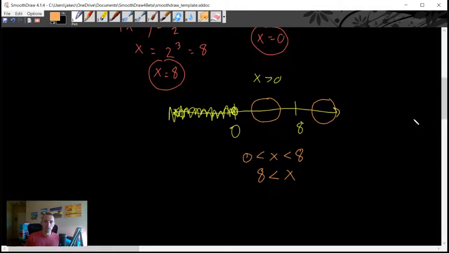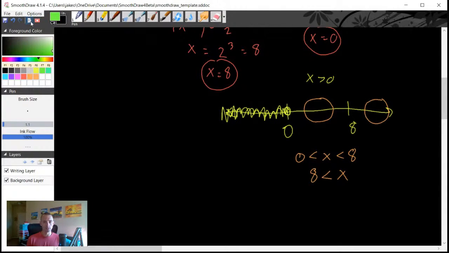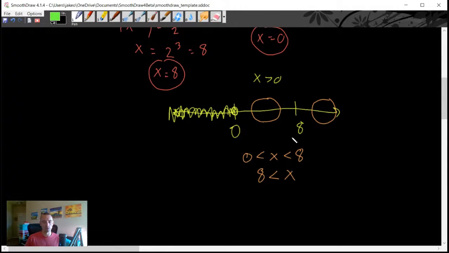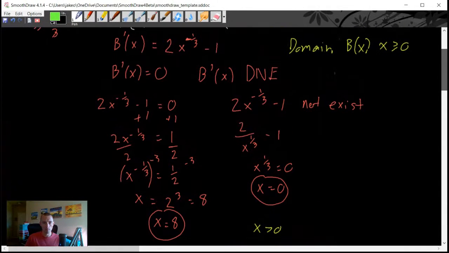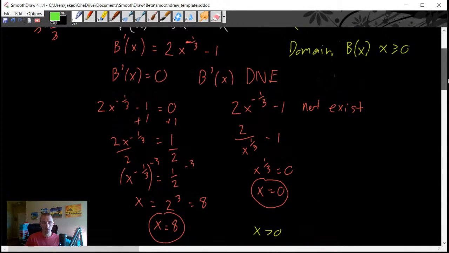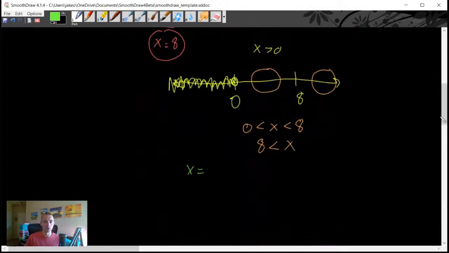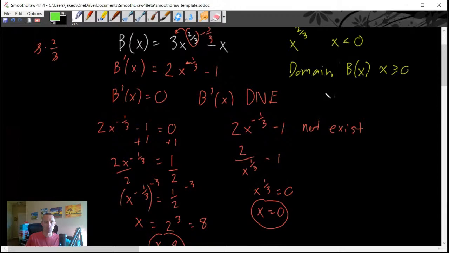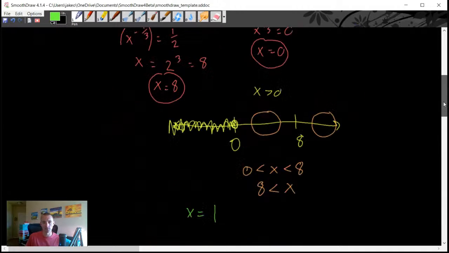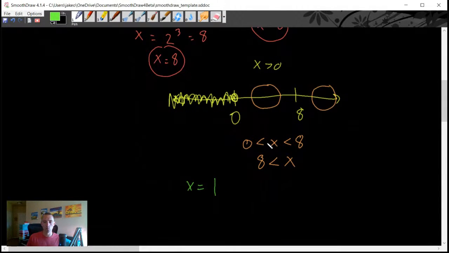What we need to do now is pick some number within each of these intervals. It doesn't matter what number you pick, as long as it is in between those intervals. So in this case, we have 0 to 8. Let's just test x equals 1. It really doesn't matter what you pick. The only reason I said 1 is because that looks like it's going to be pretty easy to plug into your derivative, which is going to be our next step. And I'll get to that in just a second. So we'll say x equals 1 to figure out if this interval is increasing or decreasing.